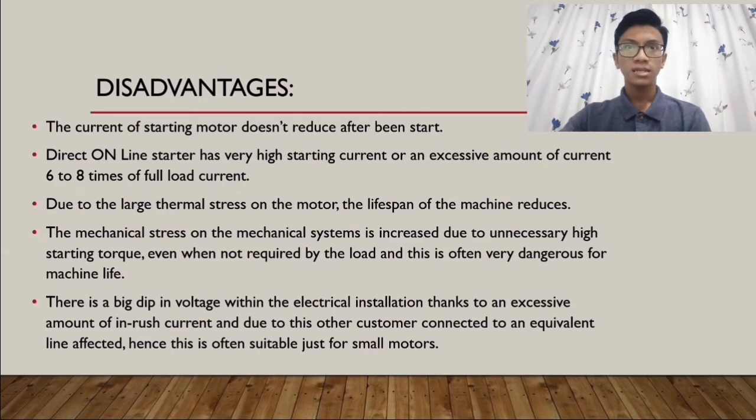And the last is there is a big dip in voltage within the electrical installation due to the excessive amount of inrush current, and due to this other customers connected to the same line are affected. Hence, this is often suitable just for small motors.